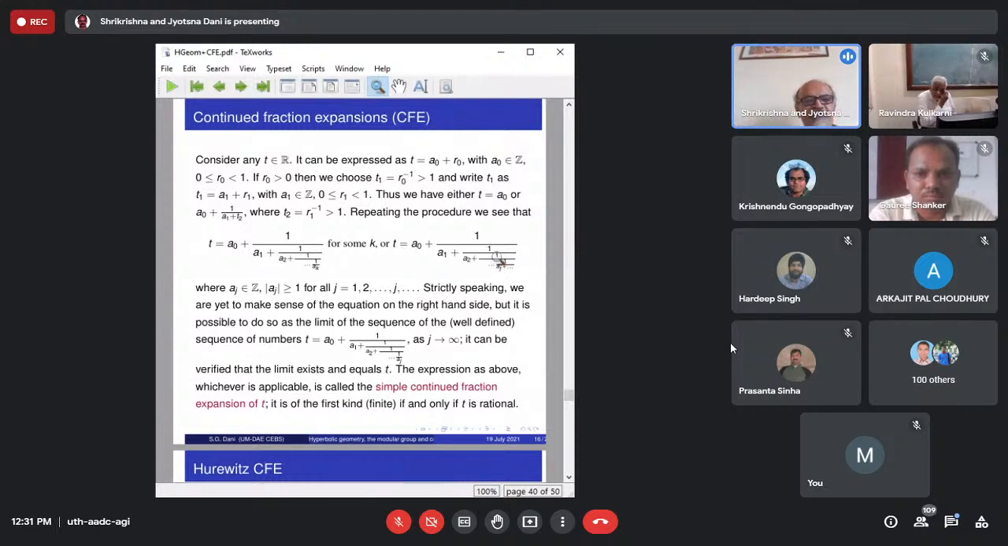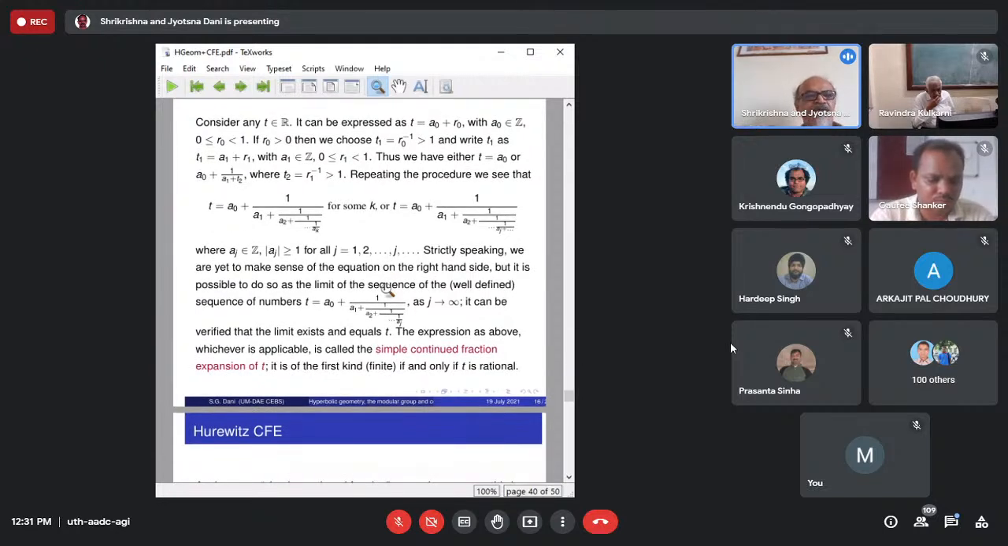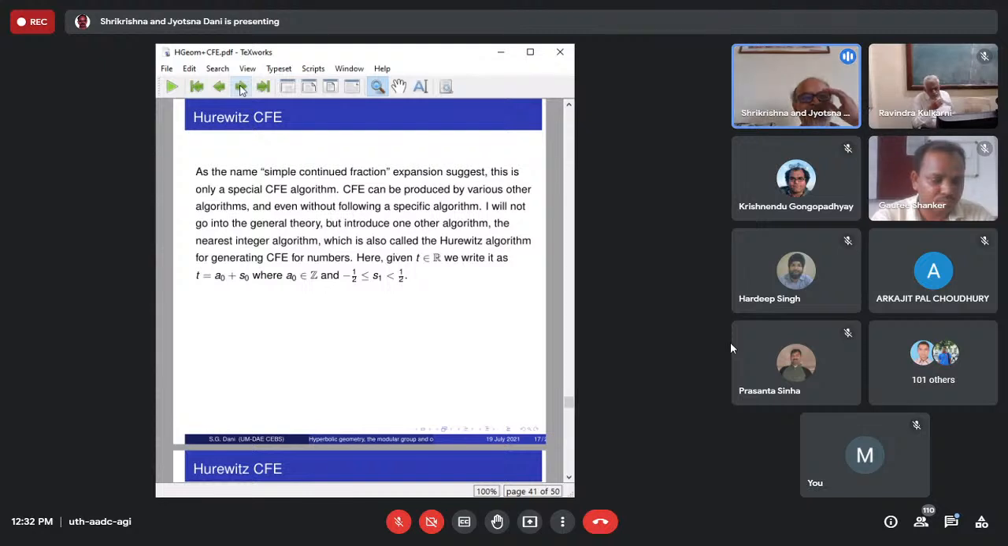And of course you need some justification, but the justification exists and it's not very difficult if you think about it yourself. So each real number can be understood by such an expression, either of this type or of this type. And what I've introduced here is called the simple continued fraction expansion of t. Now, simple continued fraction expansion, as the name suggests, is a special case, and there are also other continued fraction expansions.